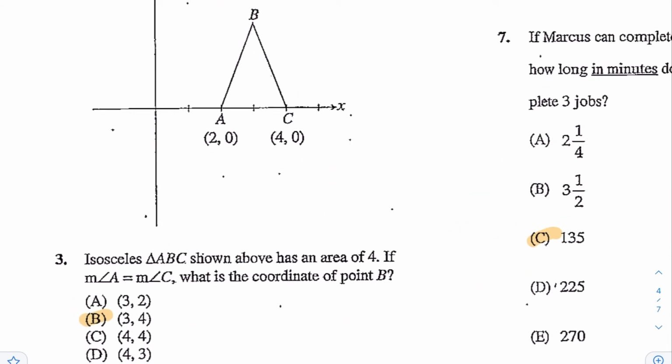Next one, number 3, isosceles triangle ABC, shown above, has an area of 4. If the measure of angle A is equal to the measure of angle C, what's the coordinate of point B? So angle A is equal to angle C, which means that this is an isosceles triangle. And for isosceles triangles, 2 sides are equal, and their opposite angles are also equal as well.